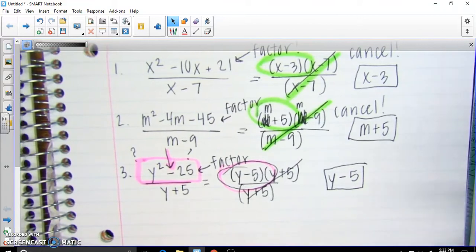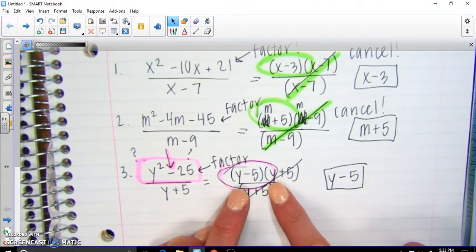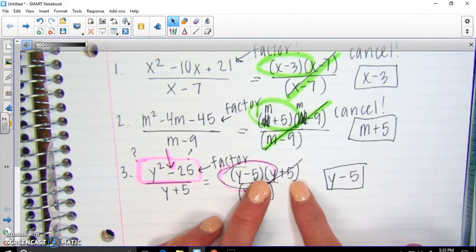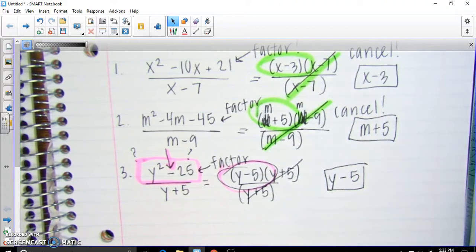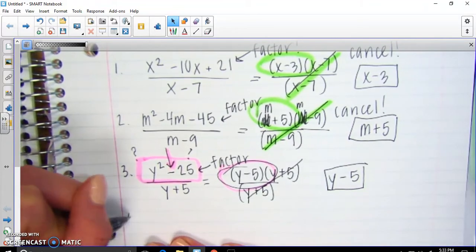Is 25 a perfect square? Yes. So our factors are going to be the square roots of the 2 terms. The square root of the first term is y. The square root of 25 is 5. One will be minus and one will be plus. So again, you can certainly use the app, but hopefully we'll get to a point where you don't even have to use the app to do difference of squares questions.